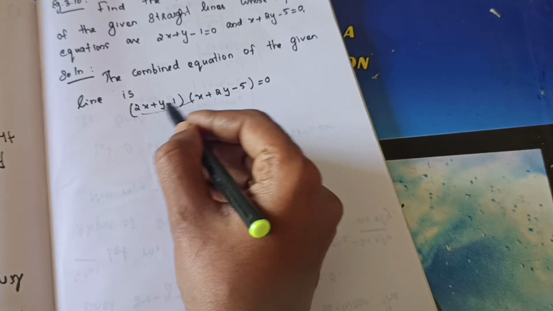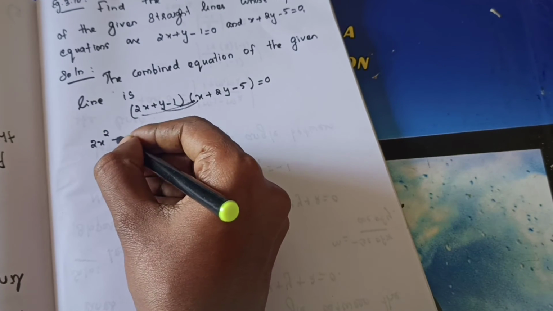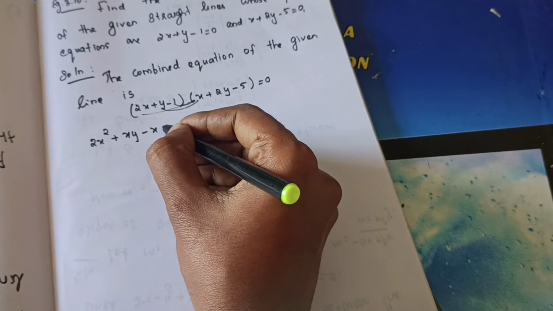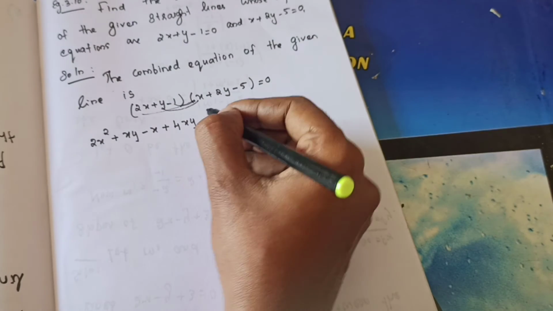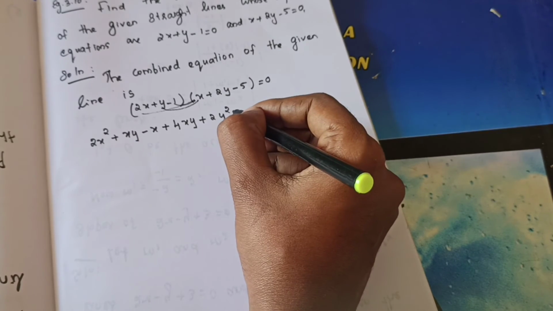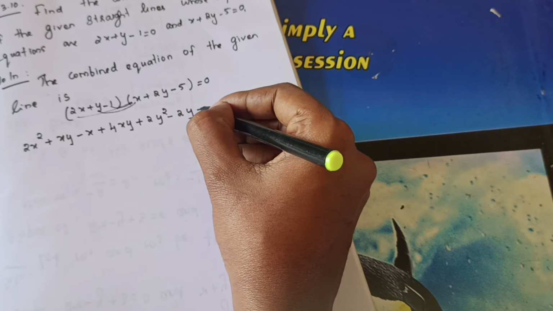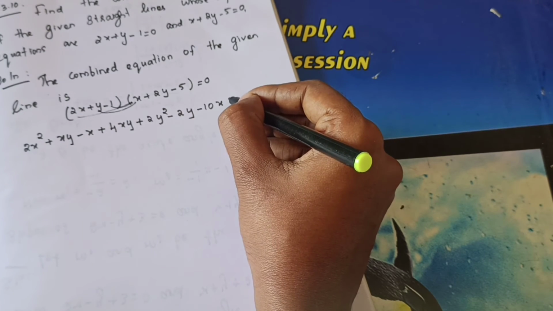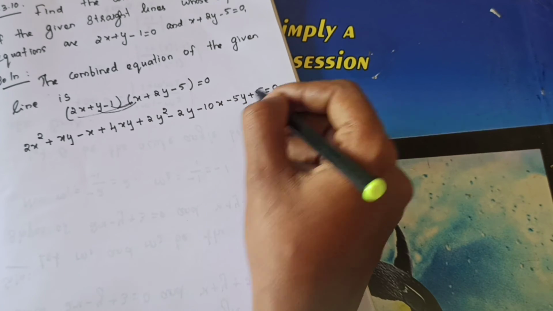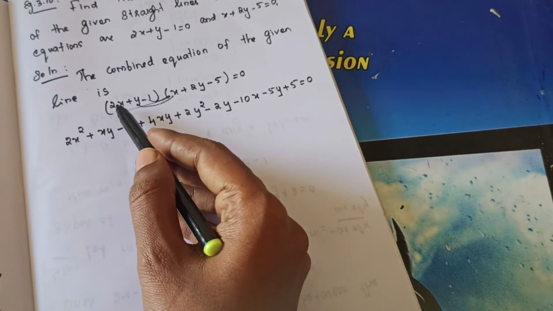First you multiply everything with x: 2x square plus xy minus x. Next multiply with 2y: plus 4xy, then plus 2y square, minus 2y. Do it very carefully. Next multiply with minus 5: minus 10x, minus 5y, minus into minus plus 5, is equal to 0. To multiply each and every term, totally 9 terms must be there, starting with 2x into x.